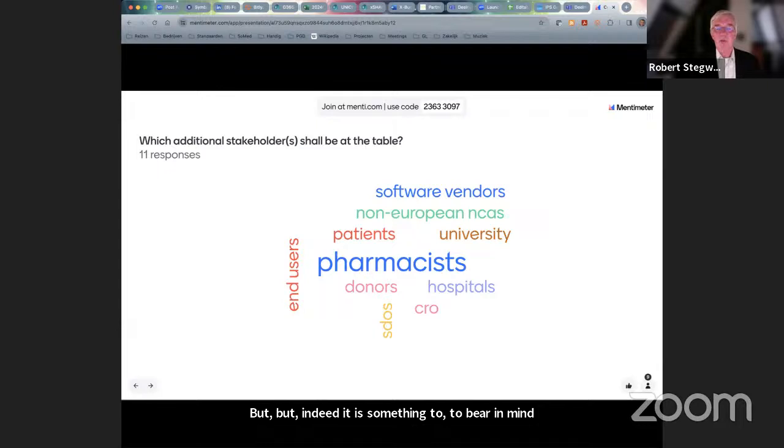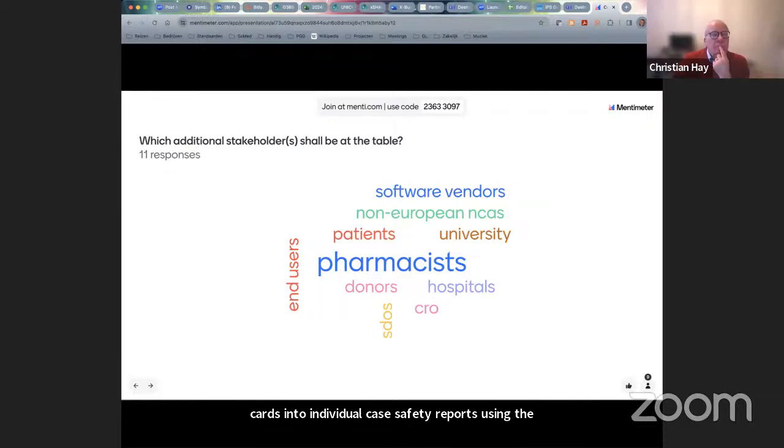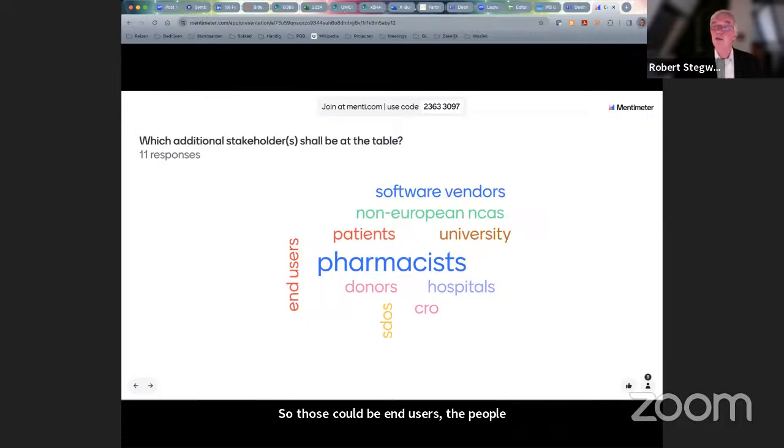How does this impact the work? One example is the one that I talked about, the MHRA. There, the end users were the people that were actually receiving these reports and are now using that SNOMED to MedDRA mapping to have a much easier and much more consistent way of turning those reports, those yellow cards, into individual case safety reports using the MedDRA code. So those could be end users, the people that are actually receiving those reports.